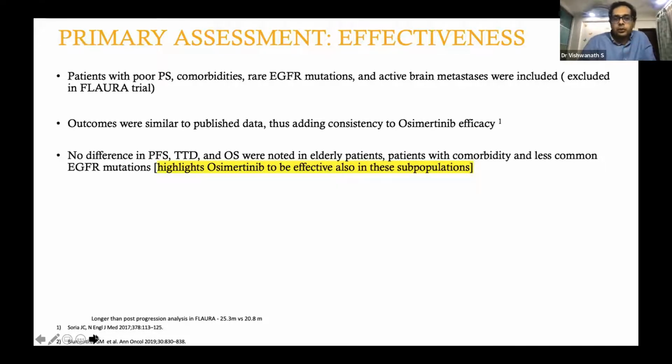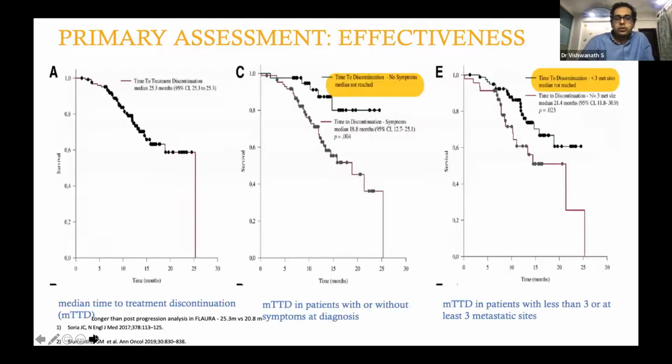And most importantly, there was no difference in the PFS or time to treatment discontinuation and OS in these subgroups of patients who are elderly or who have comorbidities and those with less common EGFR mutations. So this goes to say that this drug is also effective in this population. And this is the time to treatment discontinuation, where the median was 25.3 months, and in the FLORA trial, it was 20 months.